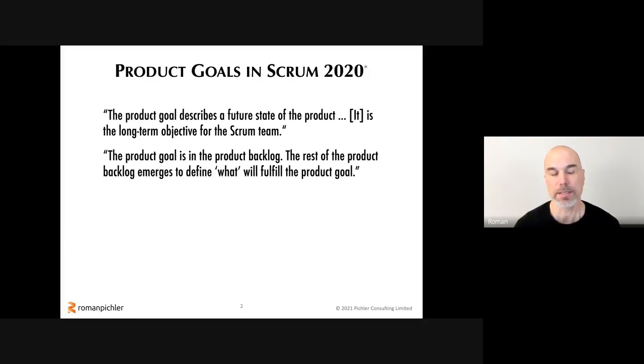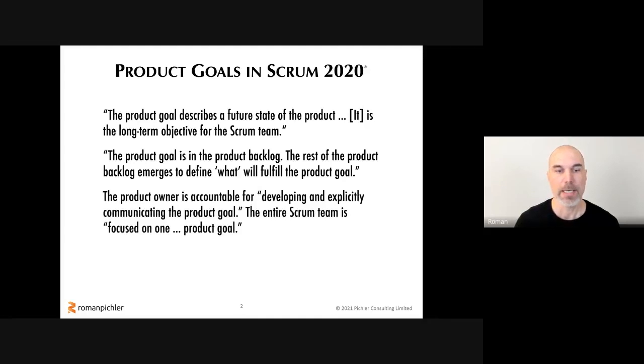And then the Scrum Guide suggests that the product goal should be in the product backlog and in a way constrain the product backlog, or scope the product backlog, we could say. The rest of the product backlog emerges to define what will fulfill the product goal. And then finally, the product owner in Scrum is accountable for developing and explicitly communicating the product goal, and the entire Scrum team is focused on one product goal at a time.